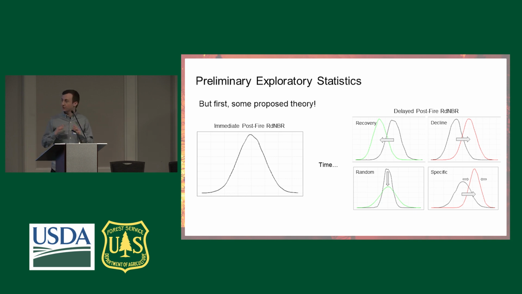If that original curve starts going down and becomes wider, delayed mortality could be happening more randomly, at maybe some areas more, some areas less. And if it gets shifted and squished, delayed mortality is likely happening at a specific burn severity. Maybe it's moderate, maybe it's high.